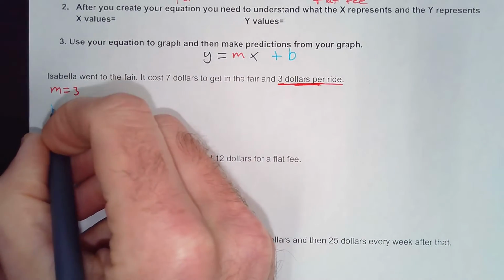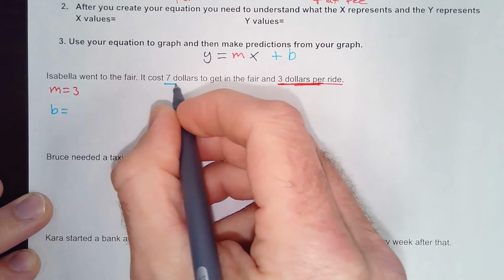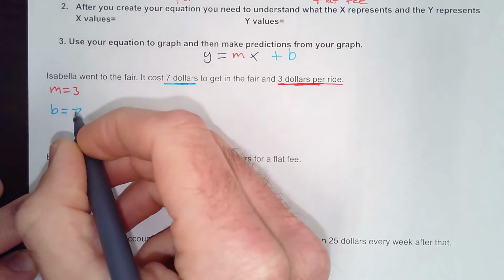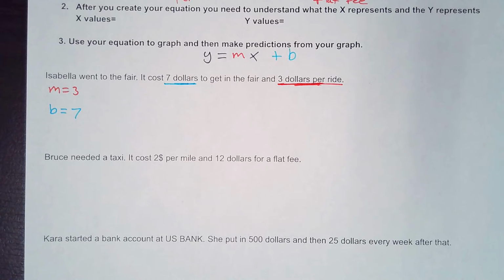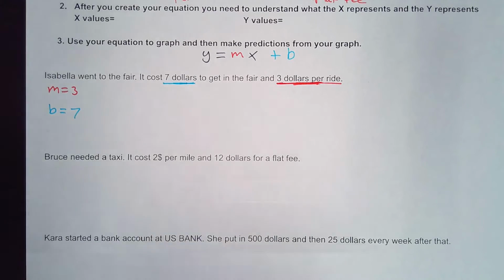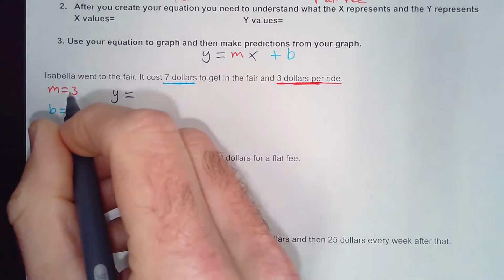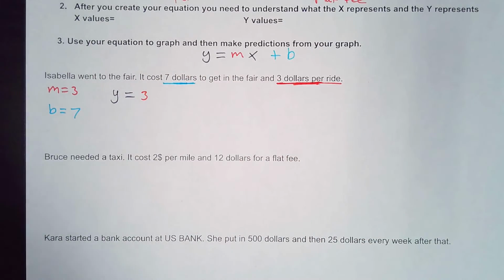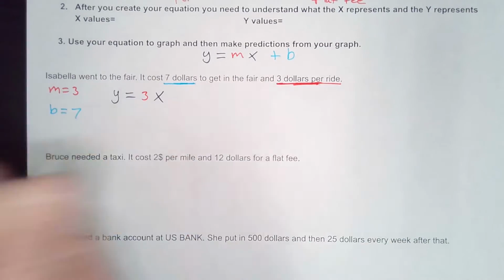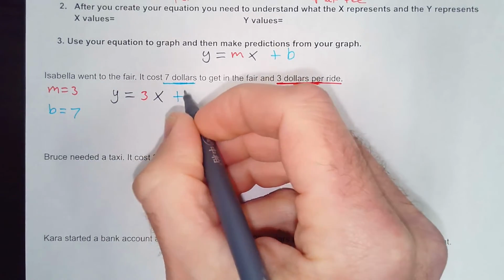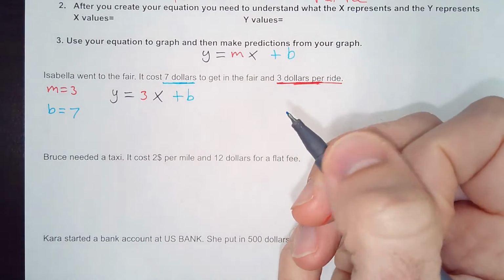Our b is going to be $7 to get in. So $7, that makes sense that it's our b, because it's just a flat fee. It costs you $7, you're in, that's it, you're done. So now let's write our equation. Our equation becomes y equals, m is 3, so 3x plus b.